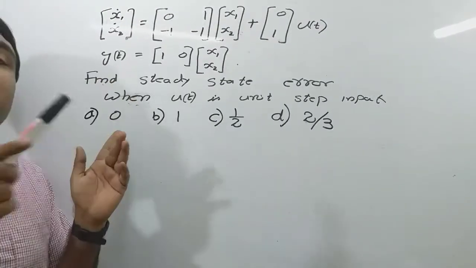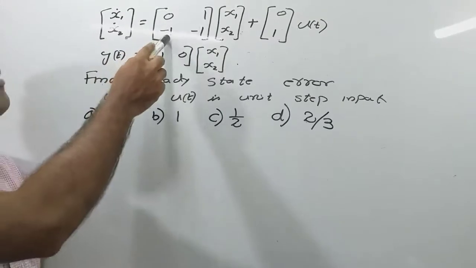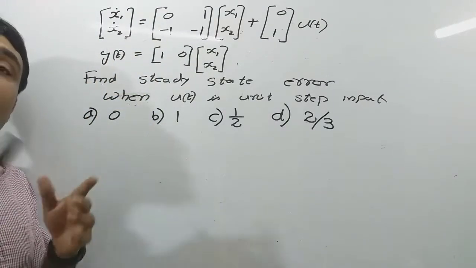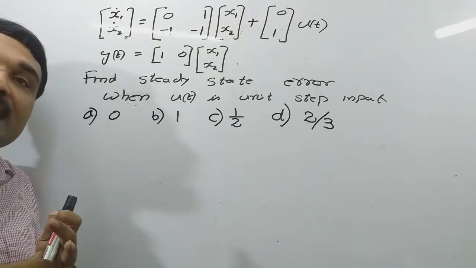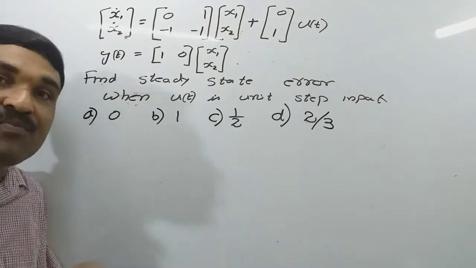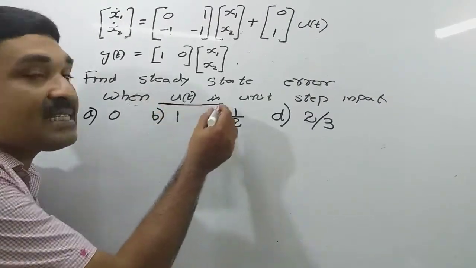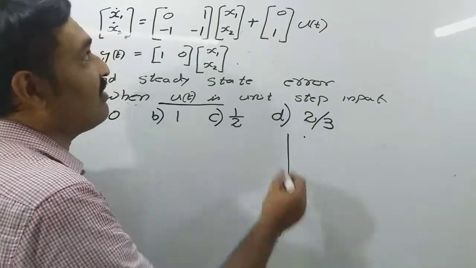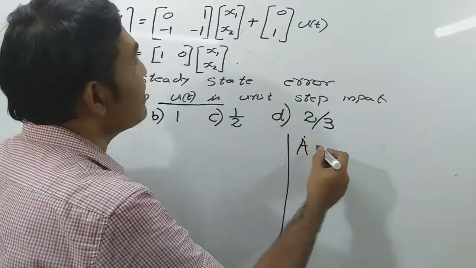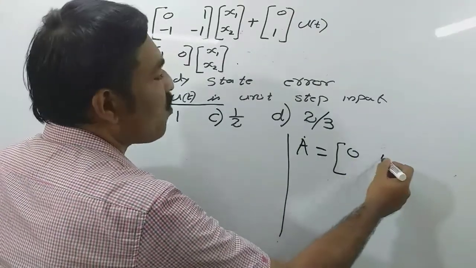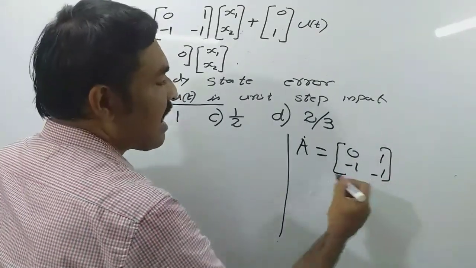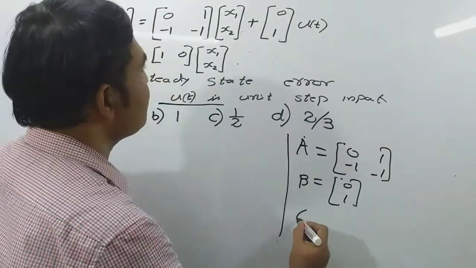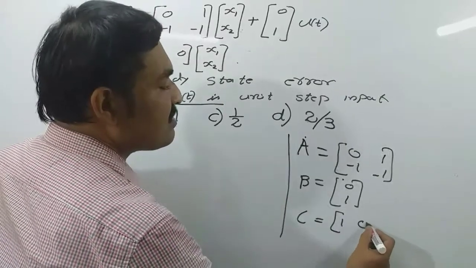A system is described in a state space model. Since the A matrix is a 2 by 2 matrix and we have 2 state variables, the order of the system is 2. We want to find the steady state error of this system when subjected to a unit step input, and options are given. First we can write the given data. We have the A matrix equal to [0, 1; -1, -1], the B matrix is given as [0; 1], and the C matrix is [1, 0].